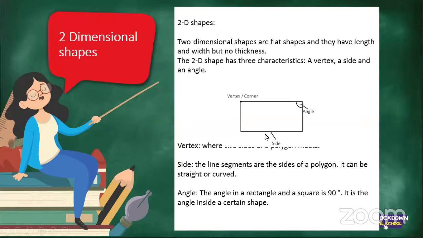Then we have sides. The sides are these lines here. Can you see the lines that make the shape? This is a rectangle. The line segments are the sides of a polygon. So this is a four-sided polygon.